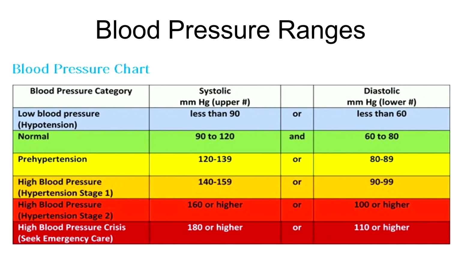Now let's look at the numbers here. Less than 90 for most people is too low. That's hypotension. That's not good. You could normally be feeling dizzy, lightheaded. Less than 60 for diastolic would also be considered too low, hypotension.